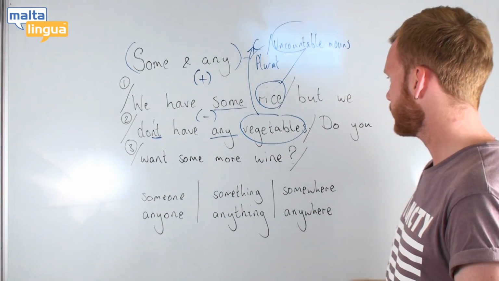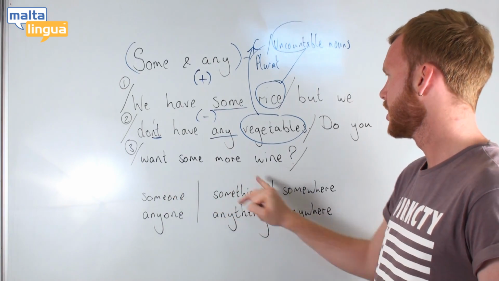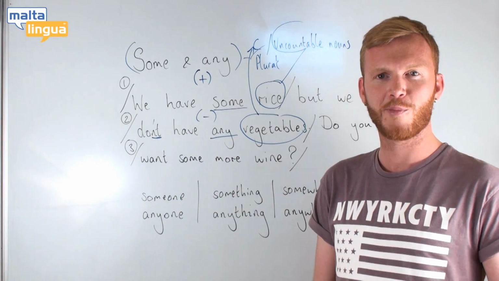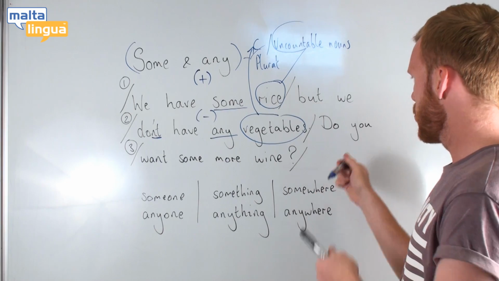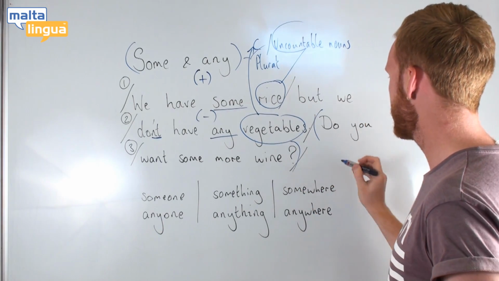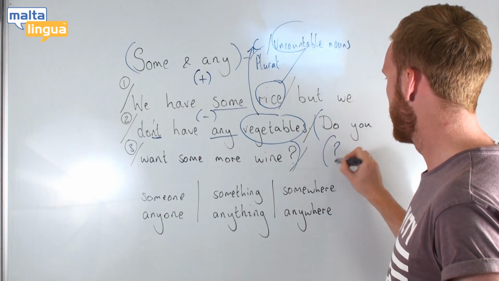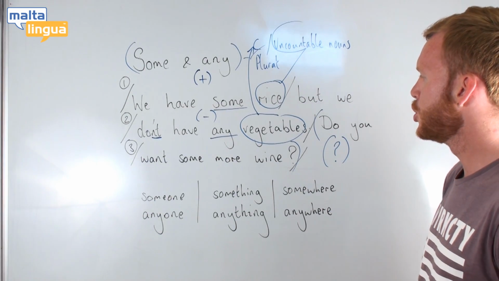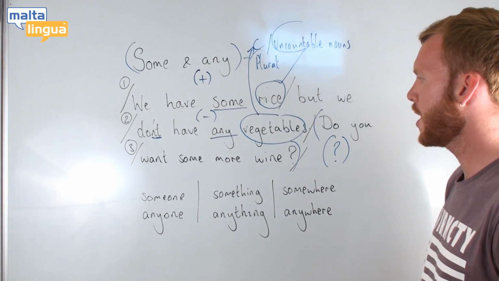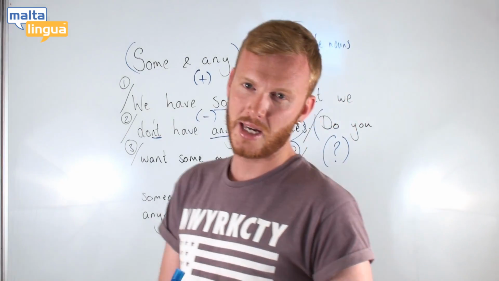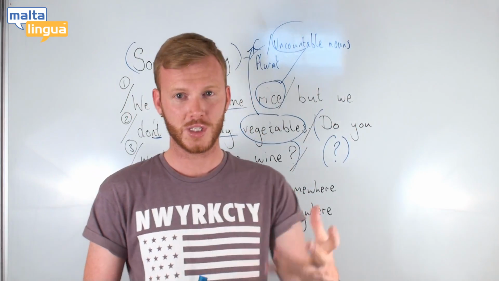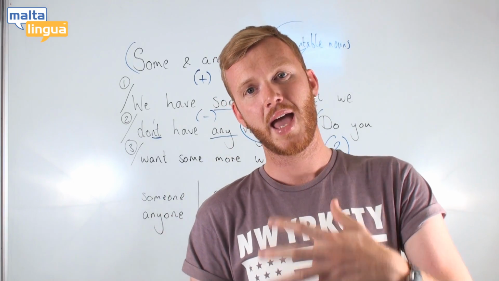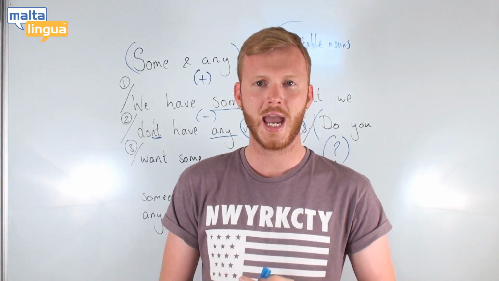Now, do you want some more wine? Phrase number 3 there. We know that this is a question. Okay, this is a question form. Do you want some more wine? Now, I should say that in questions using one of these quantifiers, it's more natural to use any.